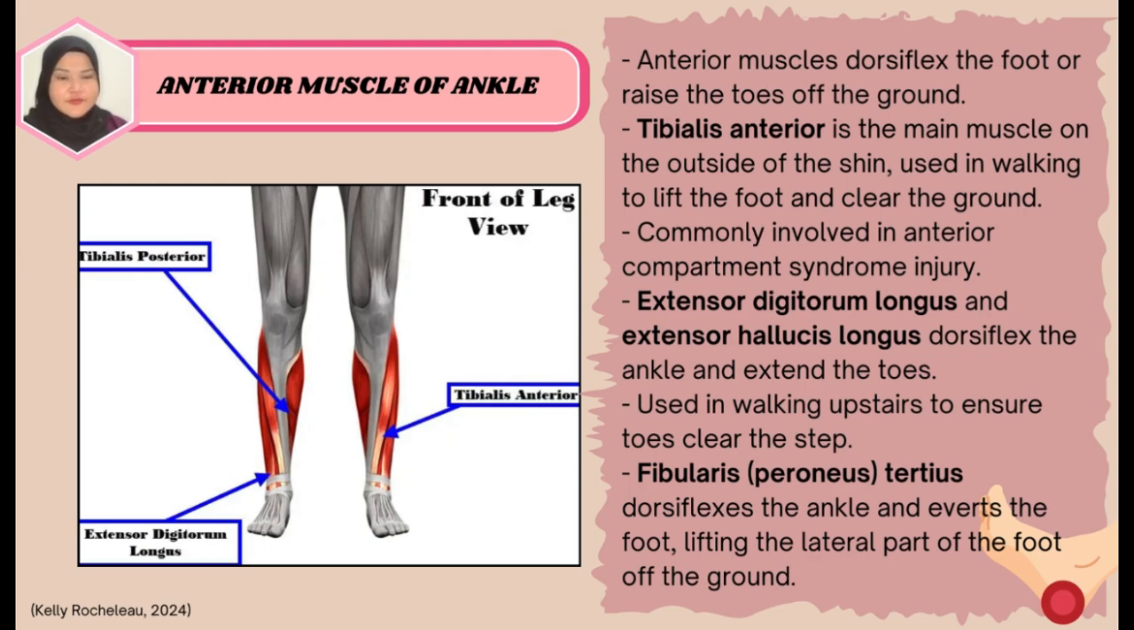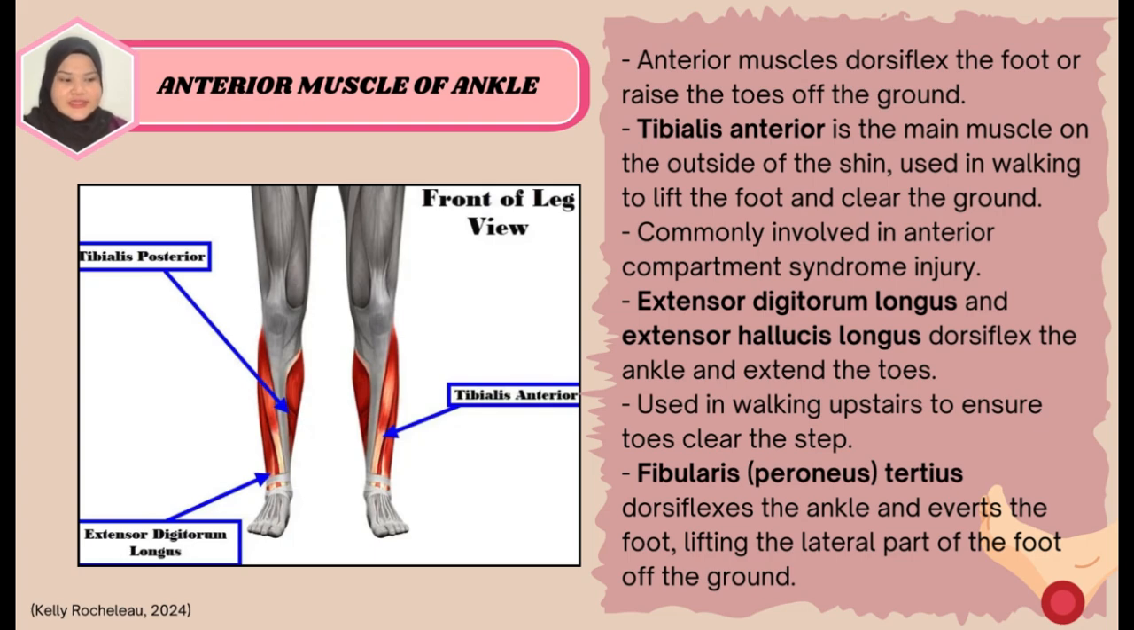First, let's take a look at the anterior muscles of the ankle. The anterior muscles of the ankle are very functional for dorsiflexing the foot or raising the toes off the ground. First, let's take a look at the tibialis anterior, which is the main muscle on the outside of the shin that is used in walking to lift the foot and clear the ground. It is also commonly involved in anterior compartment syndrome injury.